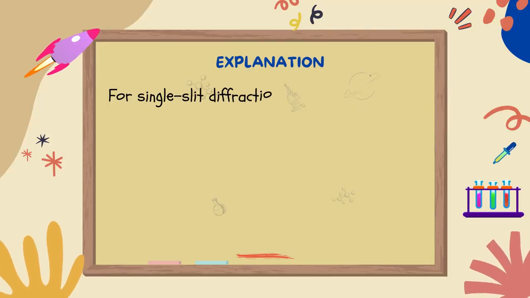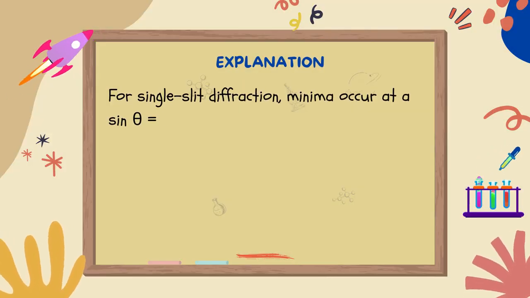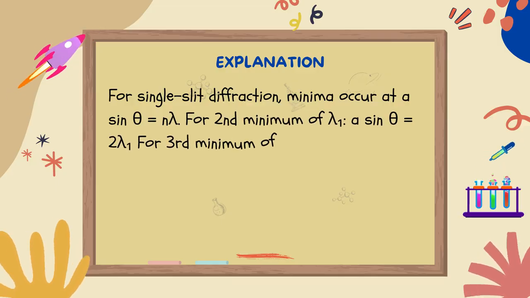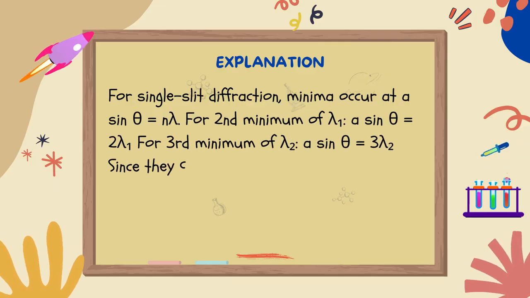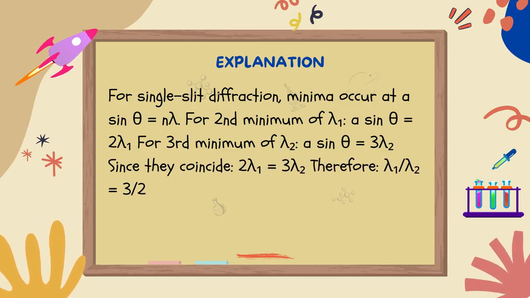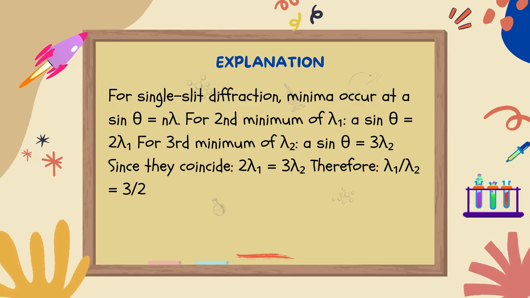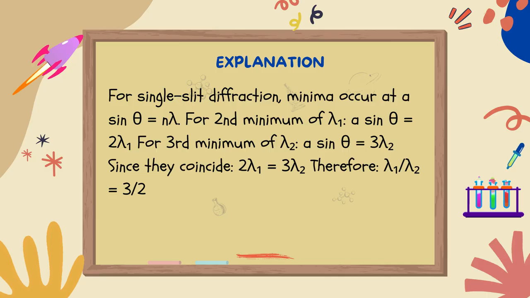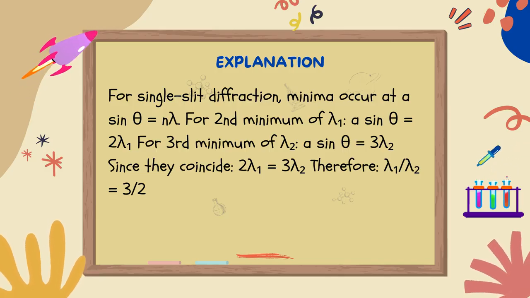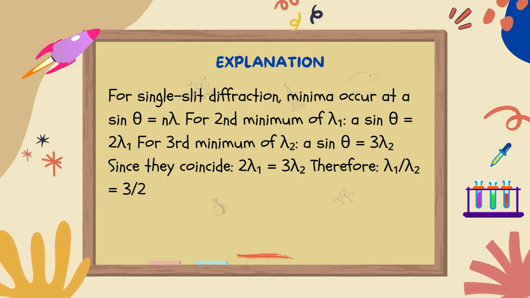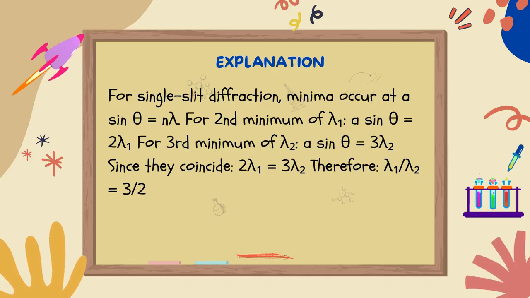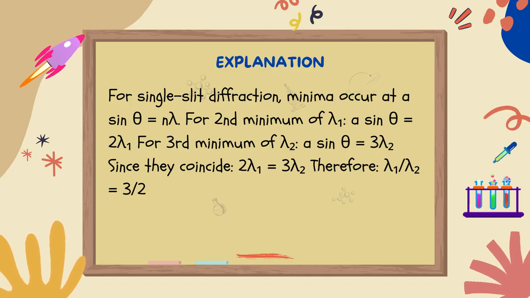Explanation for single-slit diffraction: minima occur at a times sine theta equals n times lambda. For second minimum of lambda sub 1, a times sine theta equals 2 times lambda sub 1. For third minimum of lambda sub 2, a times sine theta equals 3 times lambda sub 2. Since they coincide, 2 times lambda sub 1 equals 3 times lambda sub 2. Therefore, lambda sub 1 divided by lambda sub 2 equals 3 divided by 2.